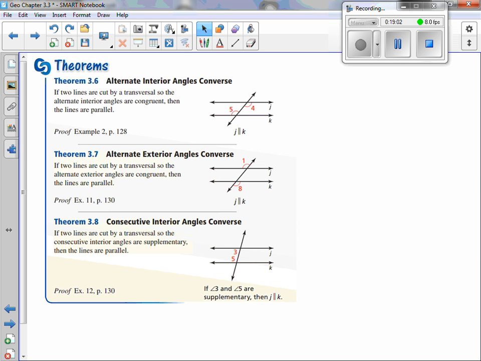And really what they're saying, so two lines are cut by a transversal so that the alternate interior angles are congruent, then the lines are parallel. If the alternate interior angles are congruent, the lines have to be parallel. If the alternate exterior angles are congruent, the lines have to be parallel. The consecutive interior angles, if they are supplementary, they add up to be 180, then the lines are parallel, yes? So those are the theorems we had, but they were just flipped.